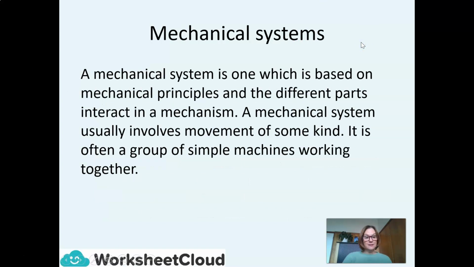So mechanical systems. This system is one which is based on mechanical principles, and the different parts interact in a mechanism. A mechanical system usually involves movement of some kind, a force, a push, a pull. It is often a group of simple machines working together.